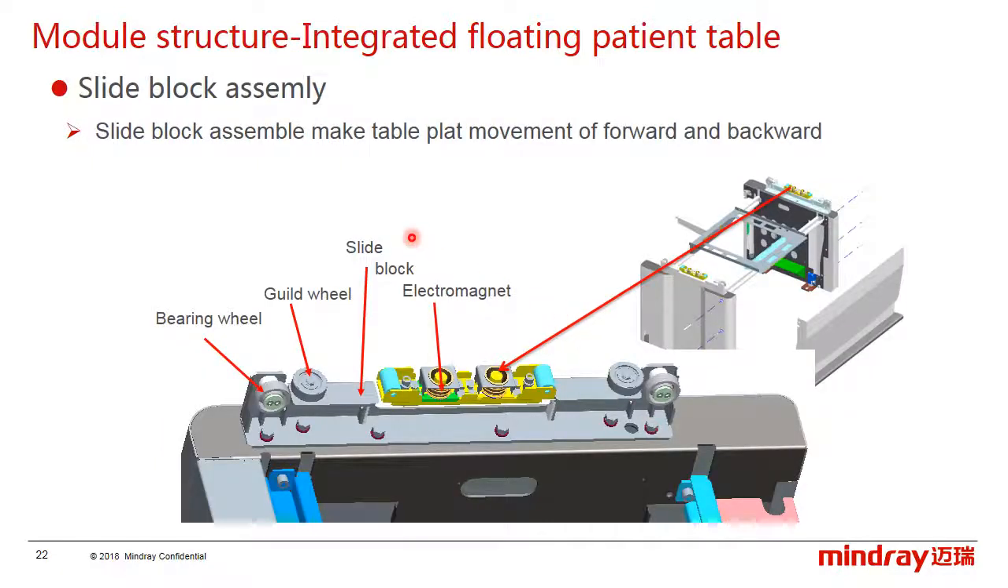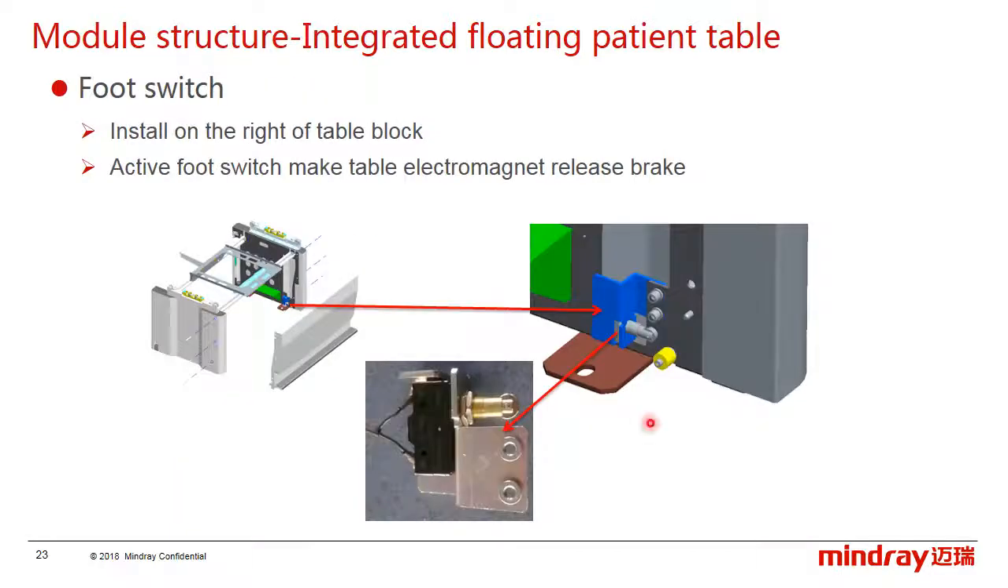There are two slide block assemblies under the tabletop, the left one and the right one, which are used to make the tabletop move forward and backward. It consists of the bearing wheel, the guide wheel, and the electromagnet. Under the front cover, there is a foot pedal, which is used to unlock the tabletop movement when pressed.